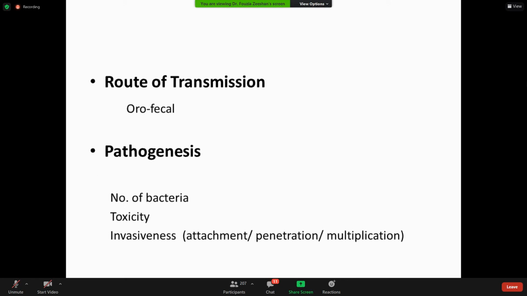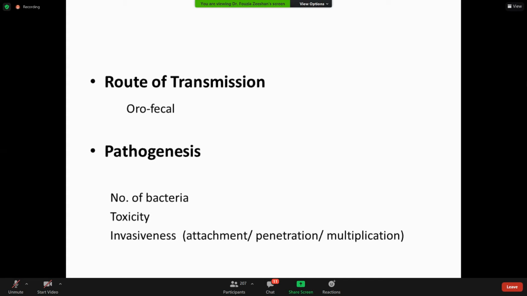The route of transmission is always orofecal. Remember that it is a gastrointestinal problem, so it will not be caused by physical contact or airborne infections. The route is always orofecal.